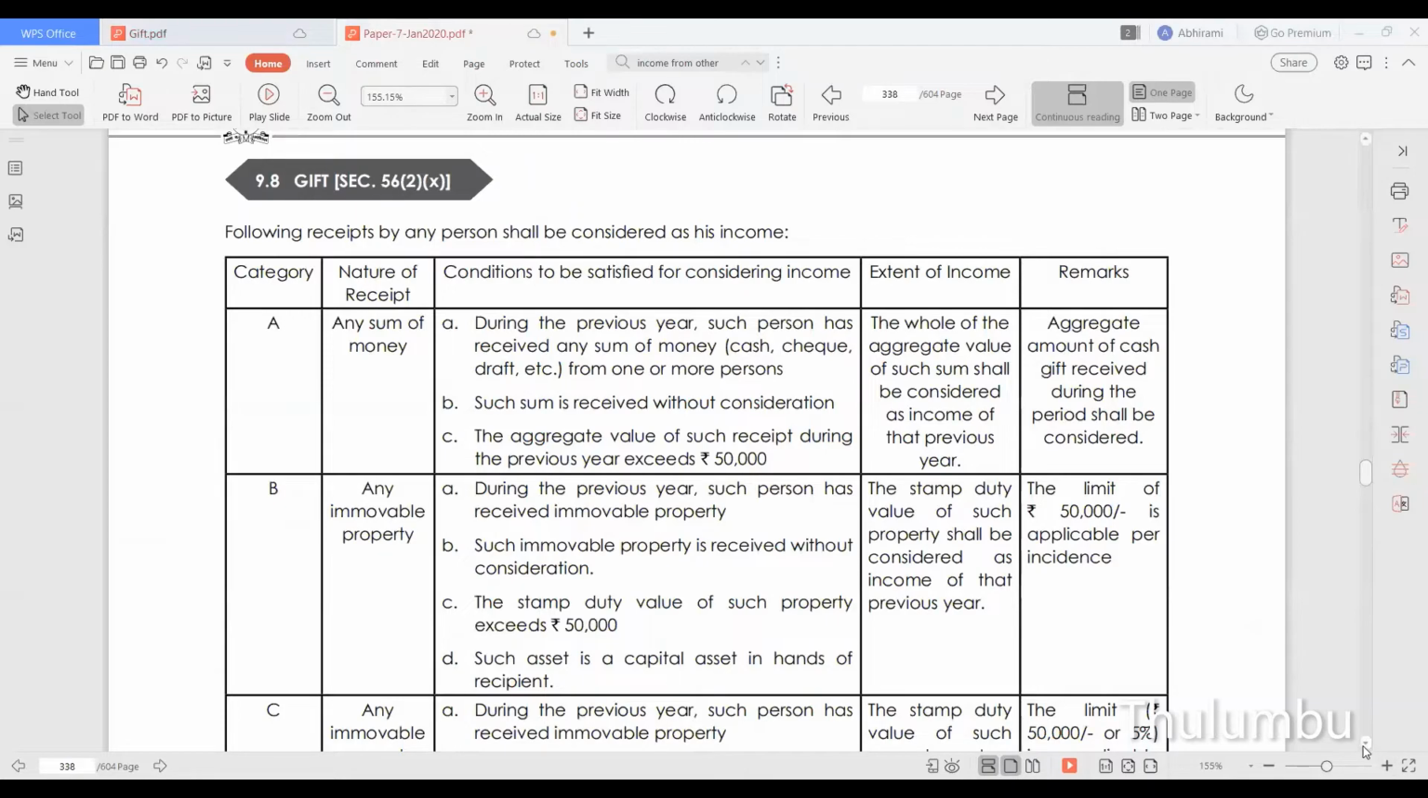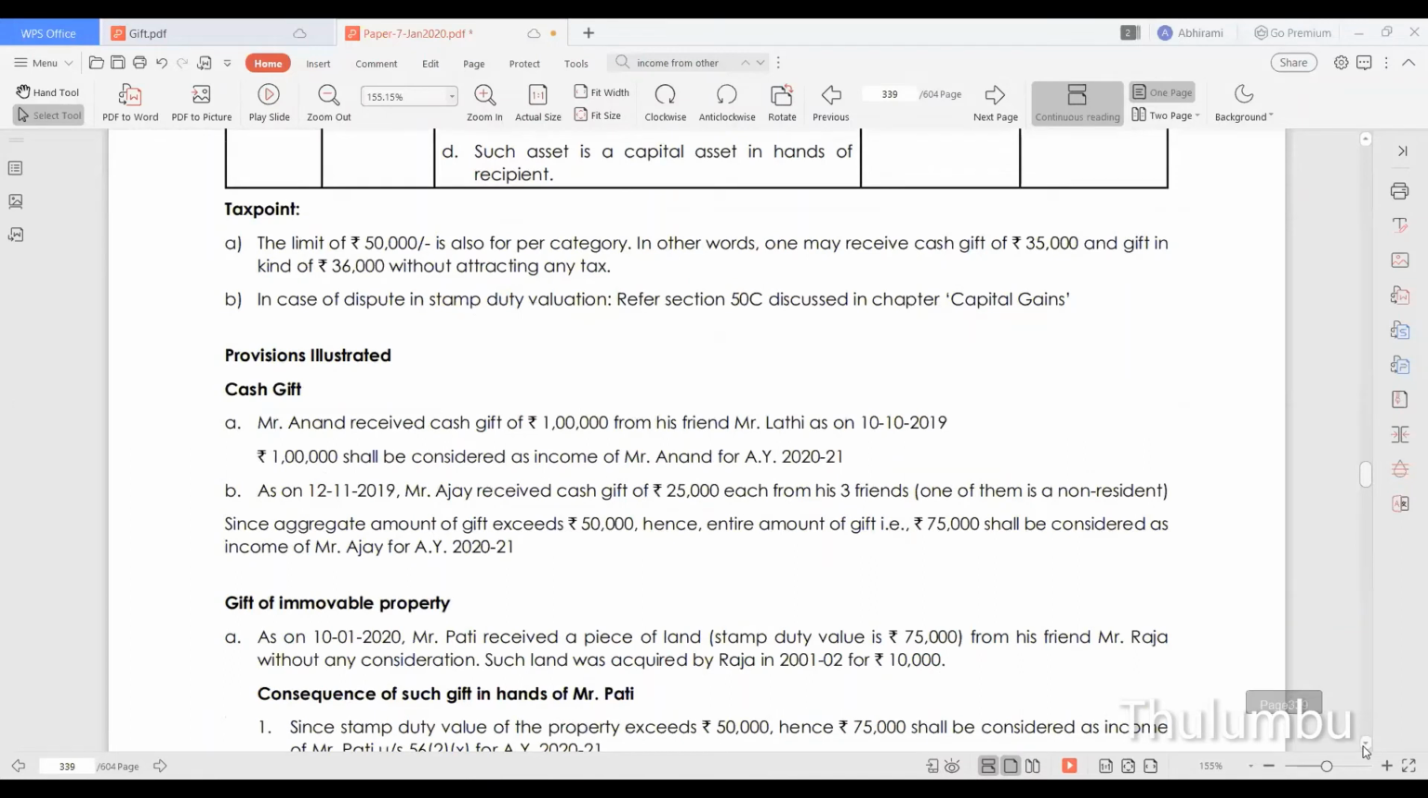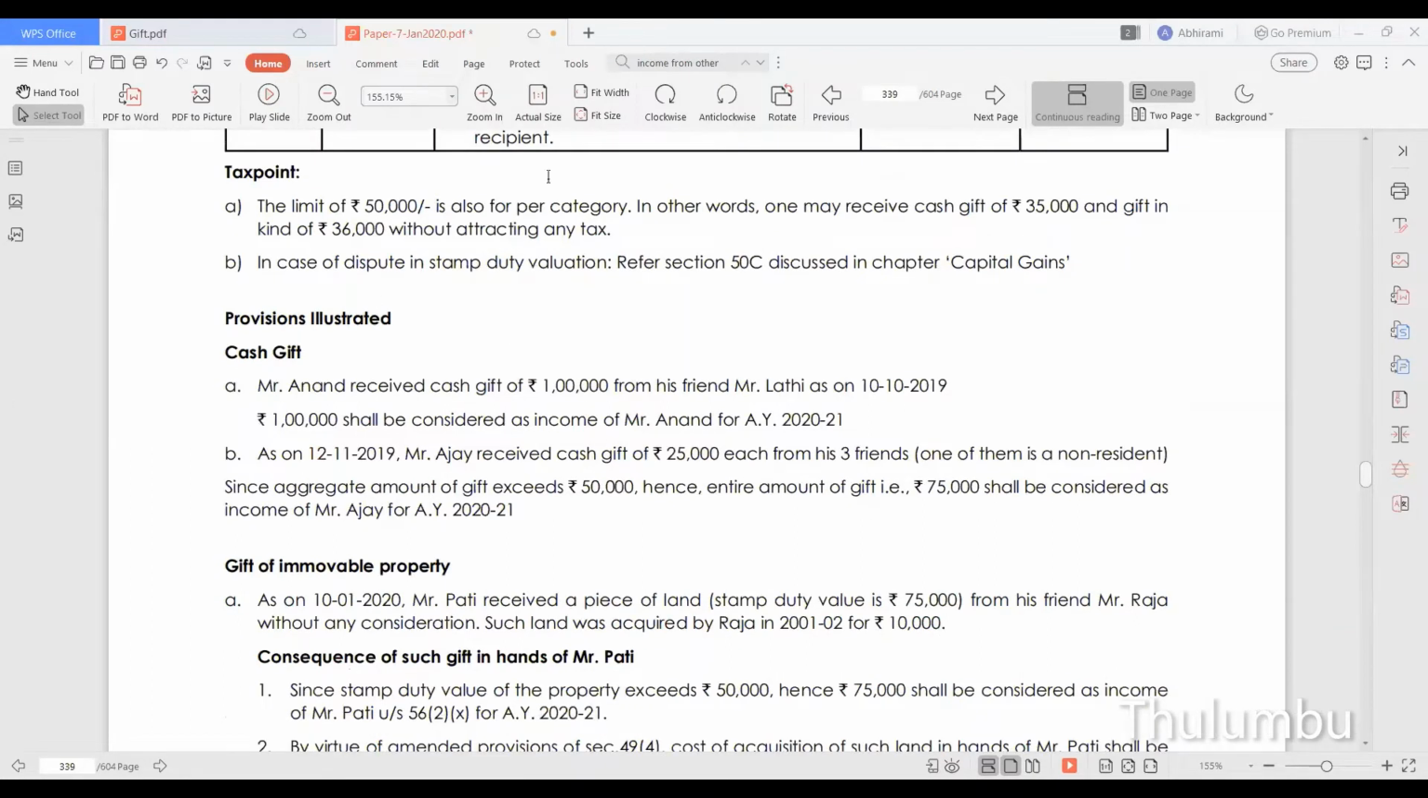We have an illustration on the provision for cash gift. Mr. Anand received a cash gift of 1 lakh from his friend Mr. Lati. How much cash gift did he receive? 1 lakh. It exceeds 50,000, so the entire 1 lakh is considered as income from other sources.